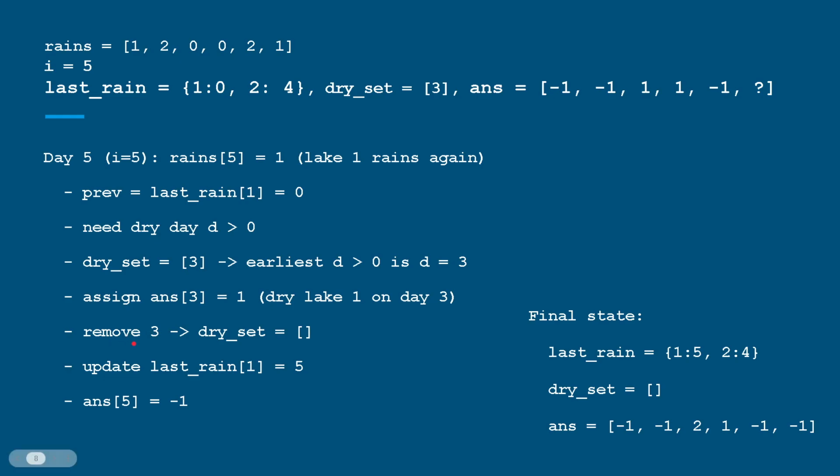Now you will update again. Once you update it, it's empty, you will update the last rain: lake 1 is 5, answer equal to 5. So last rain for 1 is 5 will get updated, and 2 is 4 in the last rain, and the dry set is empty now. This is what our answer is, and we have seen this.